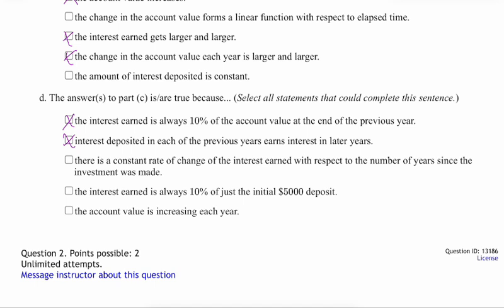And then there's a constant rate of change. No. The interest earned is always 10% of just the initial deposit. See how they use the word just? So no, that's out. The account value is increasing every year. So I think that's the ones we need for that one.